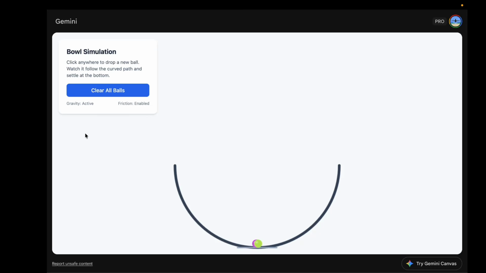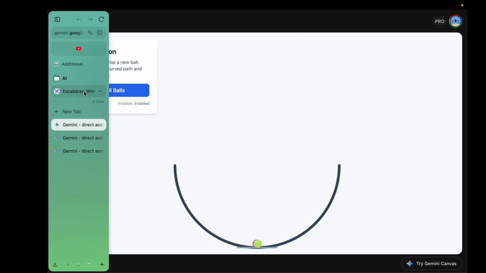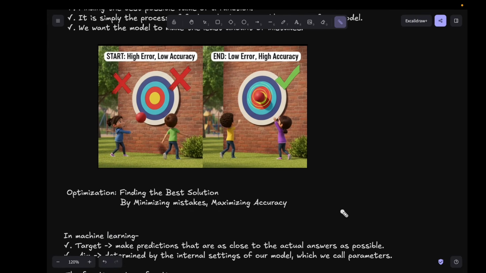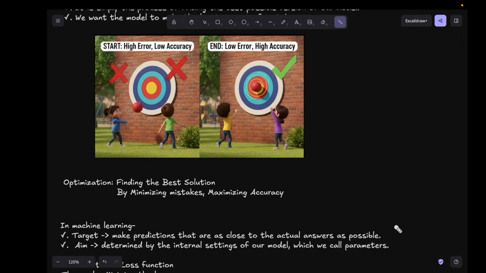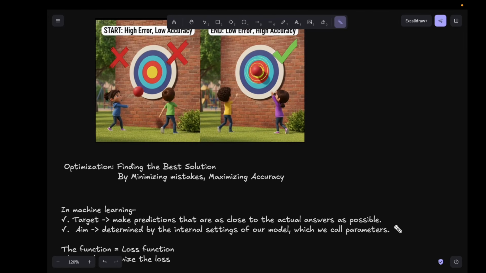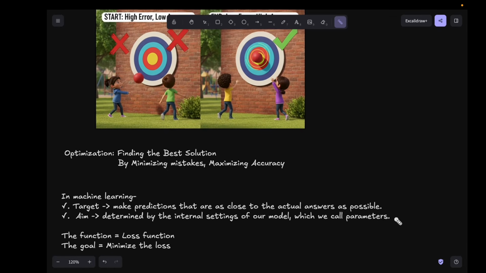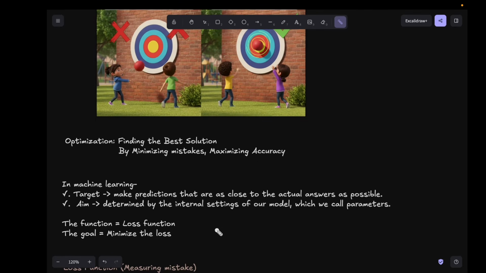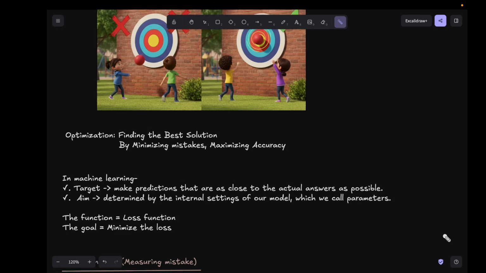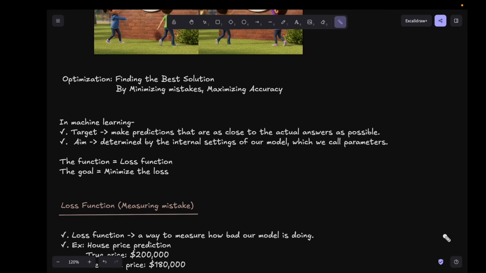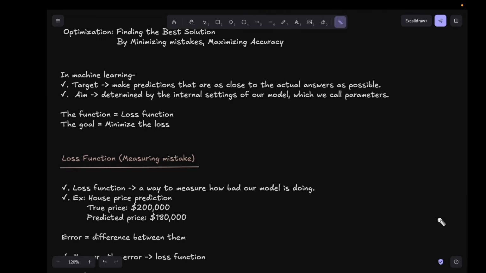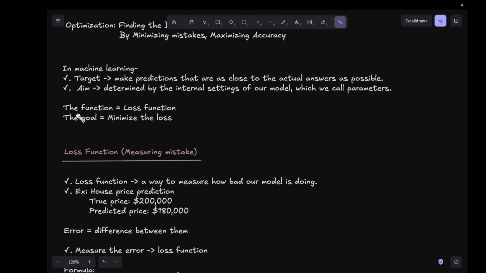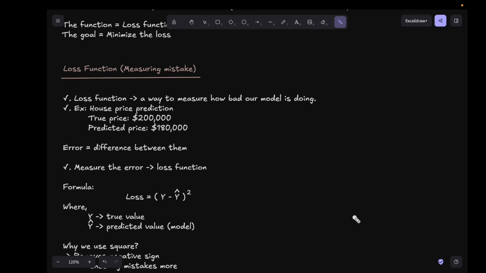So optimization is finding the best possible value. So what is the function we optimize for our model in machine learning? The function is the loss function, and the goal is minimizing the error. So then we discuss the loss function. So what is a loss function? The function of the optimization is the loss function. So now we discuss this loss function in the next step.